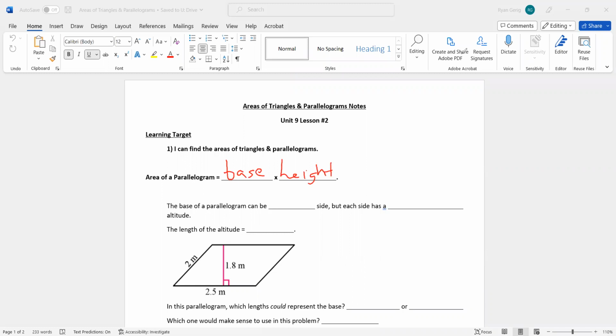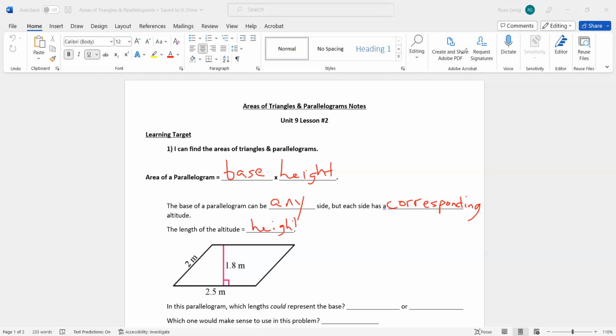The base of a parallelogram can be any side of the parallelogram, but each side has a corresponding altitude. Now, the altitude and the height are very similar. The altitude is the line, and the length of the altitude is the height.